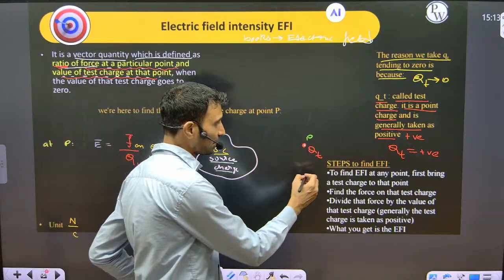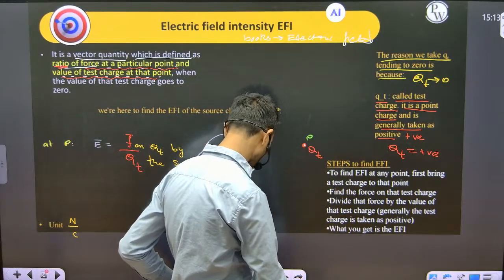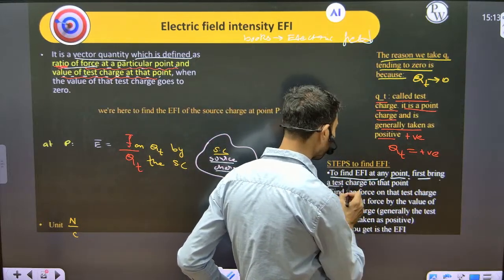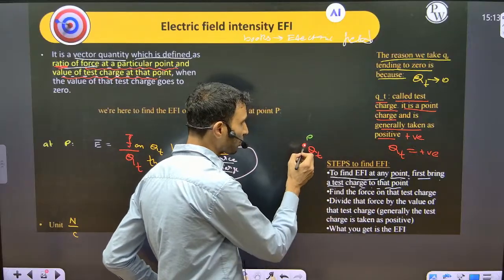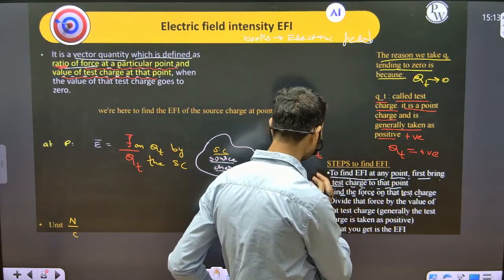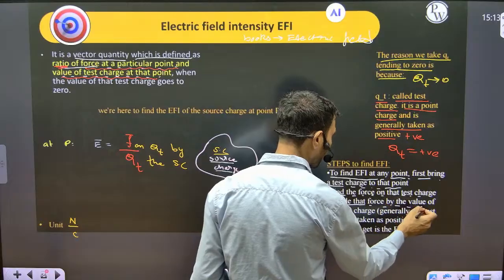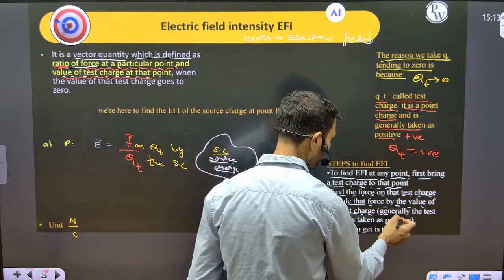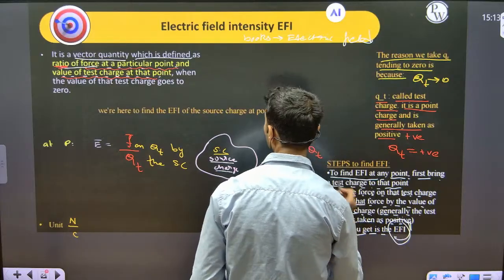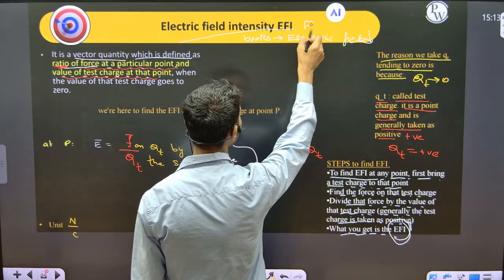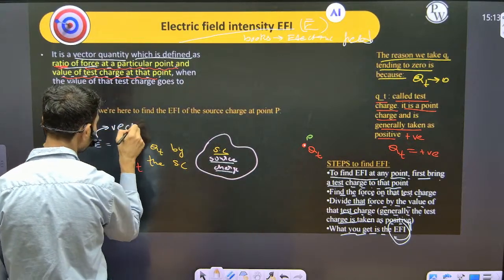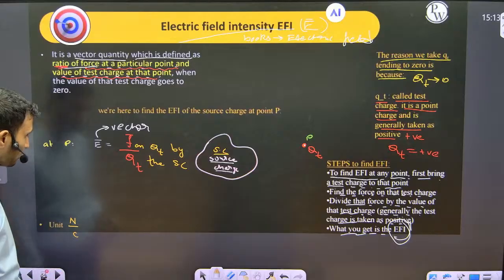Whatever I told you, those steps are written here. So what are the steps? To find electric field intensity at a point, first bring a test charge to that point. So you want to find electric field at this point, first bring the test charge there. Find the force on the test charge. Divide that force by the value of the test charge, right? Generally the charge is taken as positive. Whatever you get is called EFI. EFI means electric field intensity, represented by the letter E bar, because of course it is a vector quantity, right? So take this down.